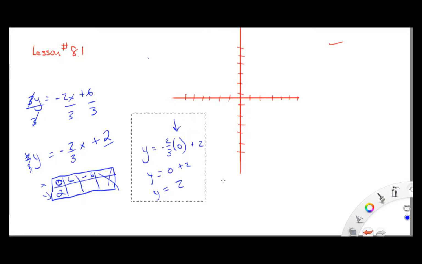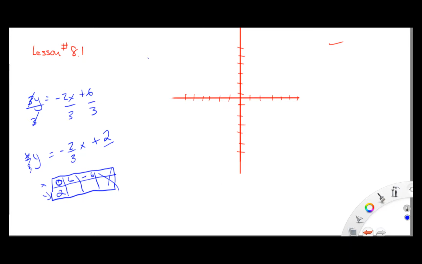Let's go to another segment of this. Let's make x 6 and see what we can do here. So y equals negative 2 over 3 times positive 6, plus 2. So y is going to equal negative 12 over 3 plus 2, or y equals negative 4 plus 2, which means that when x is 6, y is negative 2.